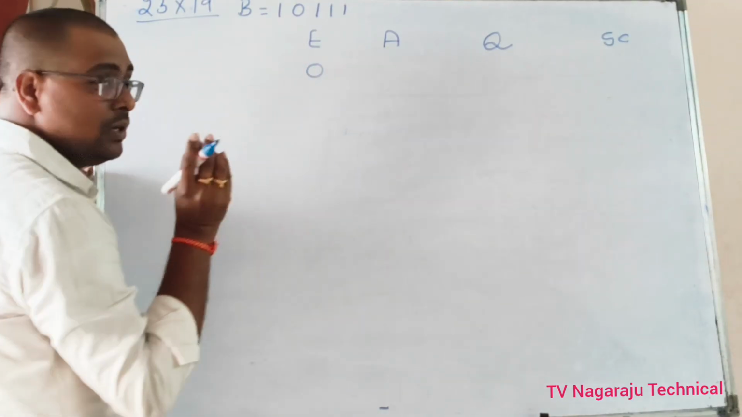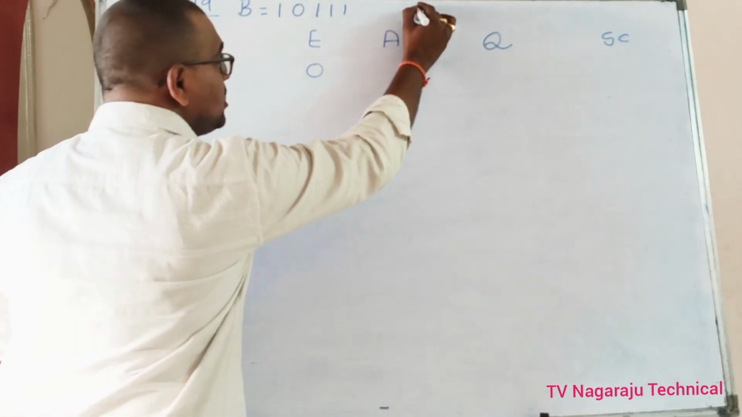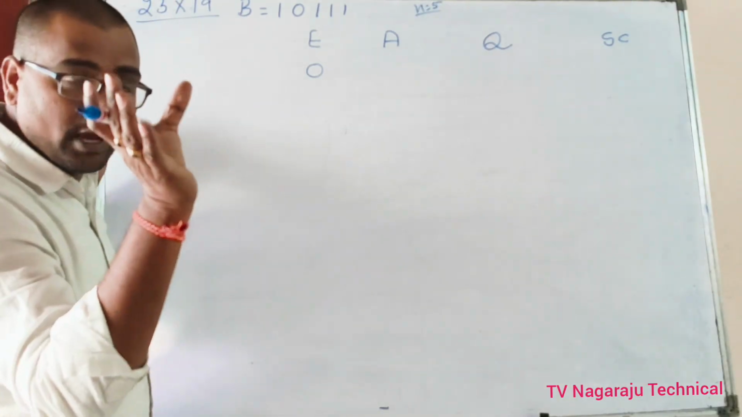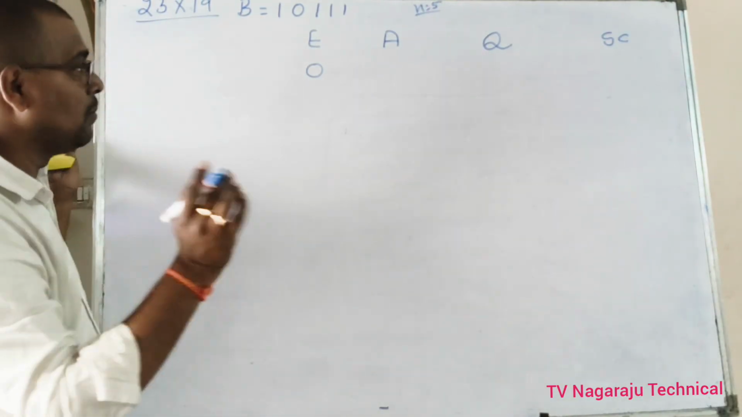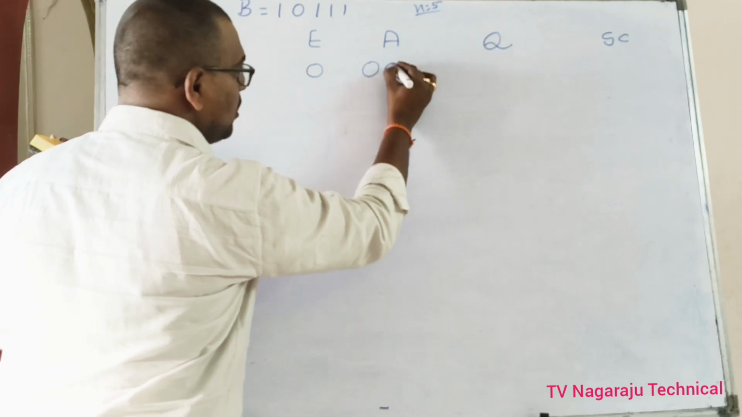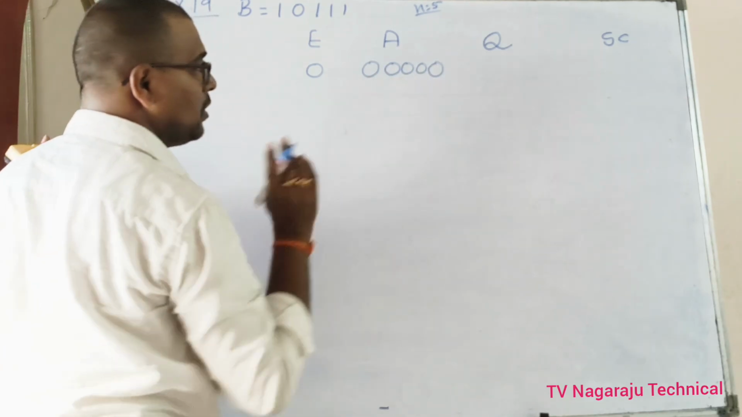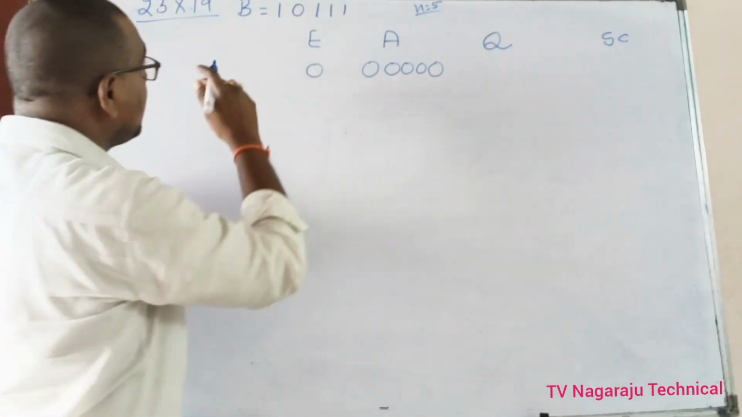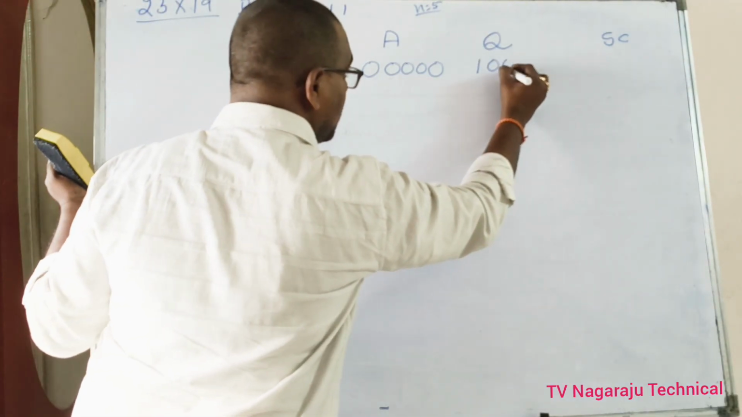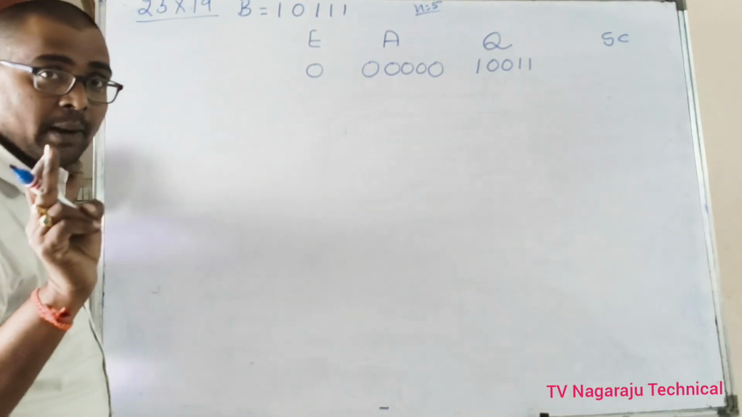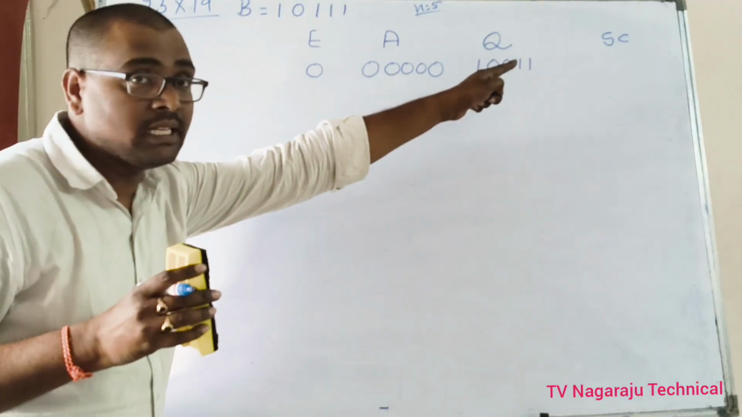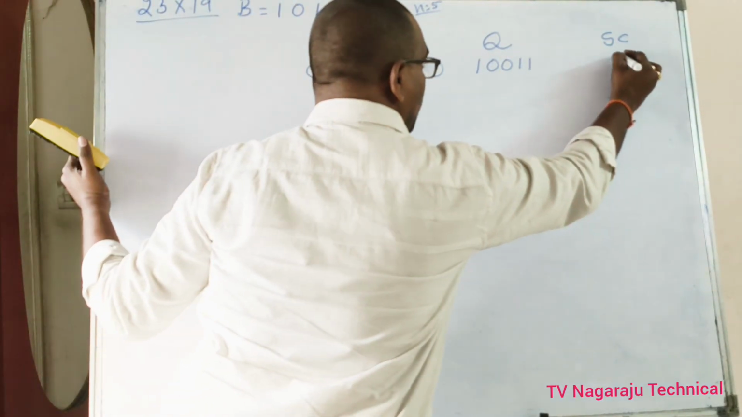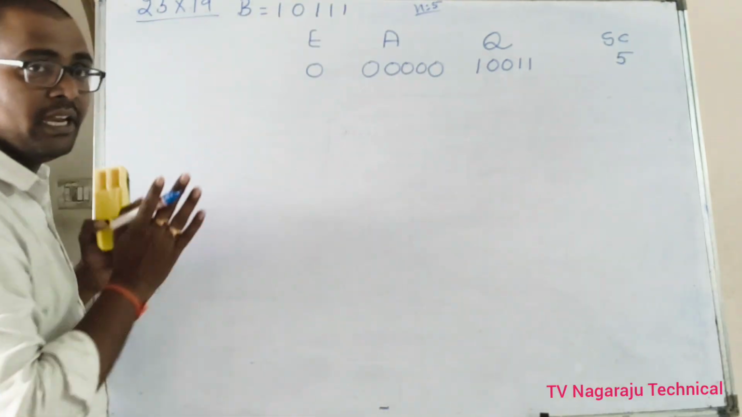Initially E value is equal to 0. Assume the number of bits is equal to 5. Assume we are representing the numbers in 5 bits. So A is also 5 bits, initially 5 zeros. What is Q? Q is my multiplier, that is 19, 10011. What is the sequence counter value? The number of bits. How many bits do we have? We have 5 bits. This is the initialization.